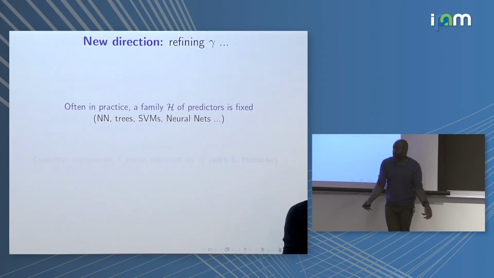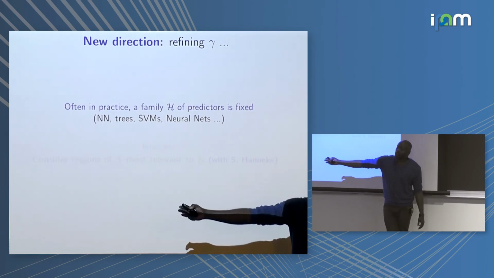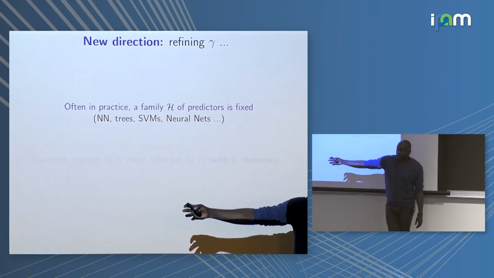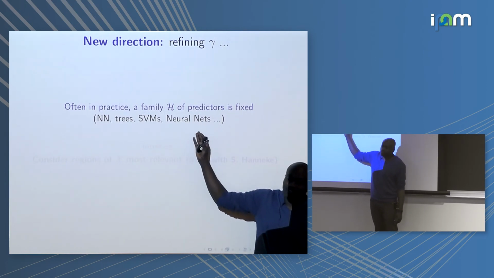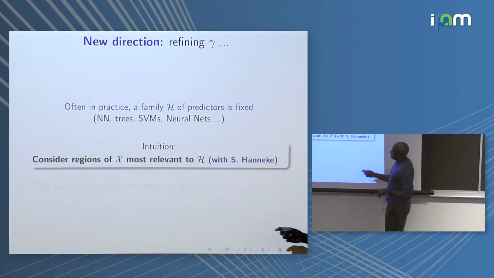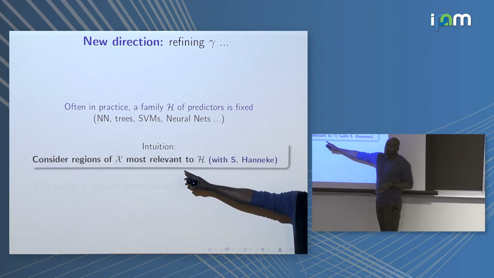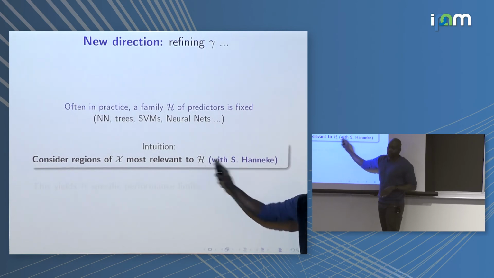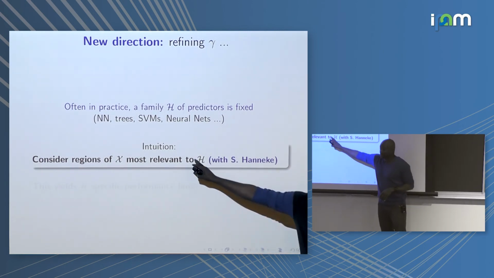They train a deep neural net on a particular source data, then they want to use again a neural net on the target data, right? So now, if we are looking only within that family of predictors, that defines a different geometry of the space. And so that geometry should inform which part of the space we are comparing, which part of the support we are comparing. So consider the regions of the support that are most relevant to your family of classifiers.